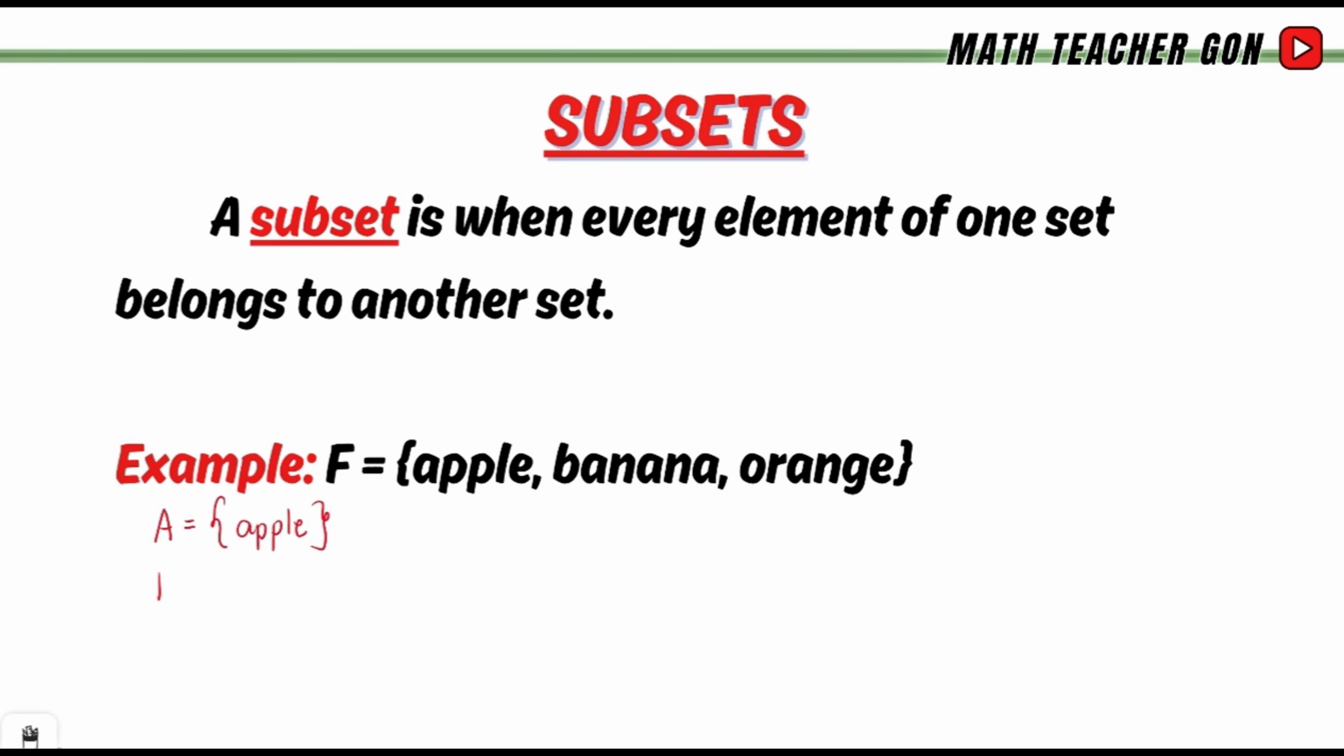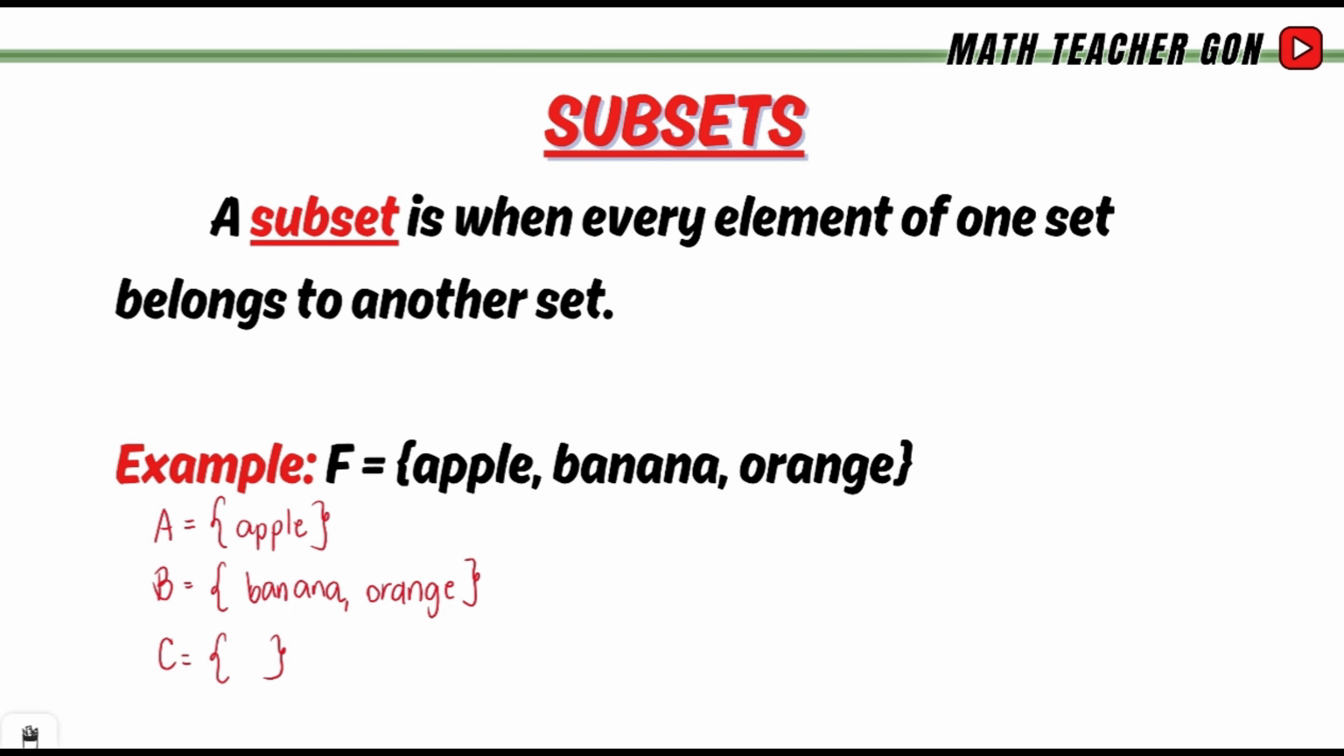Another one, let's have banana and orange. Set B is also a subset of set F. Letter C, the empty set or null set. The empty set is considered a subset of any set. And lastly, don't forget that set F is a subset of itself. So these are all subsets.